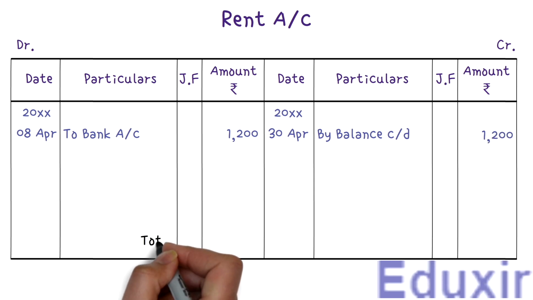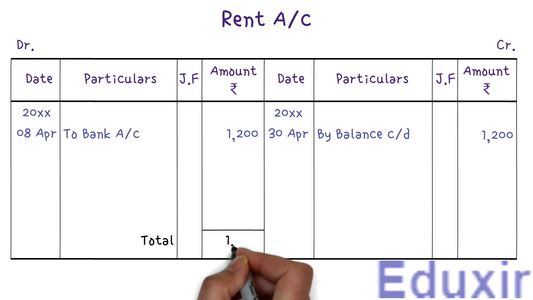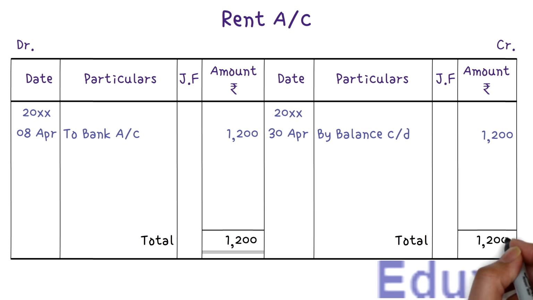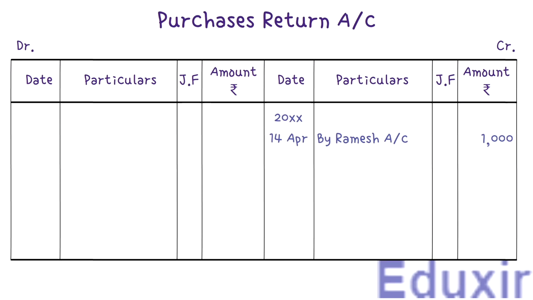Now the total on the debit side is 1200 rupees. And the total on the credit side is 1200 rupees. So now the rent account is balanced. Let us now take up the purchases return account. There are no entries on the debit side. The total on the credit side is 1000 rupees.